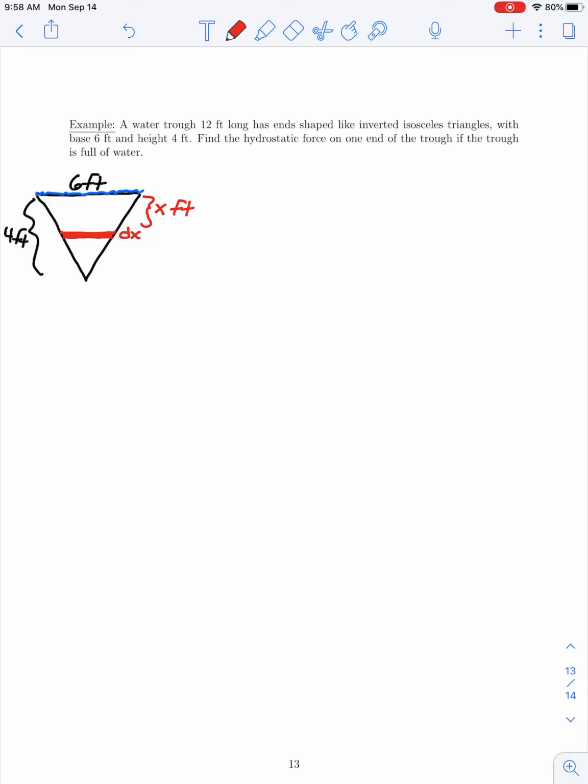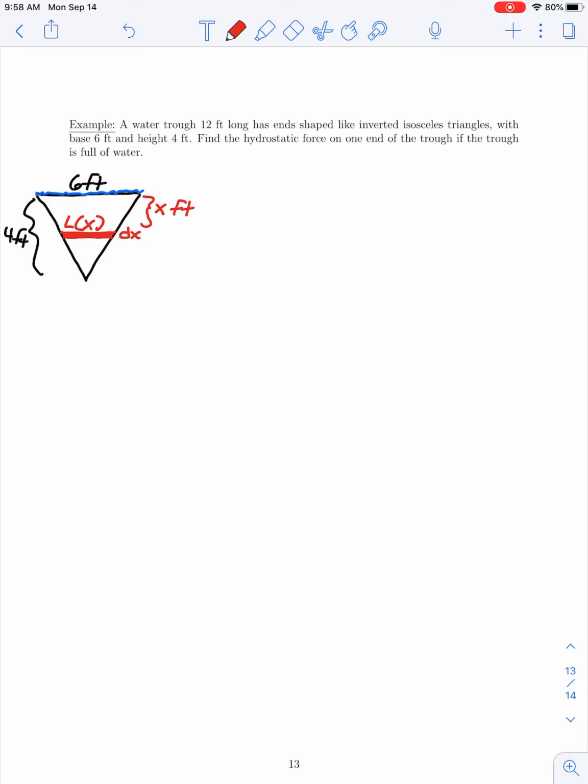Now, in order to determine the force on this slice, I need to find the area of this little strip, which we can see has a rectangular shape, and its height would be dx feet, but I need to determine the length across it, which I'm going to call L of x. So here, the length of that strip, of course, depends on x.